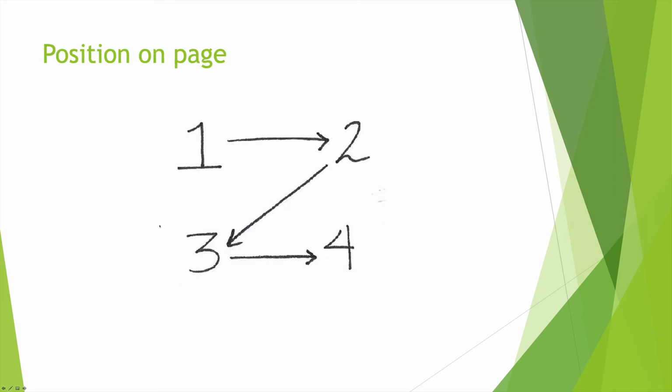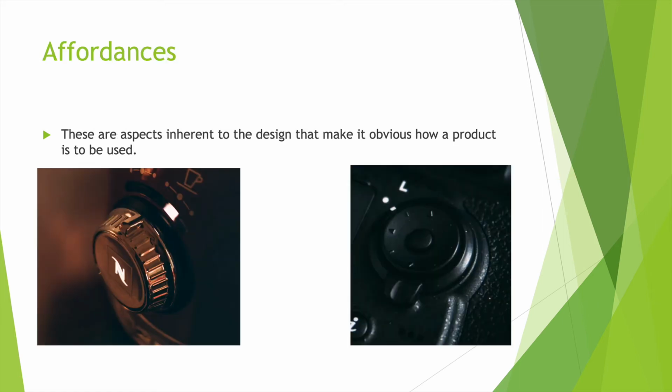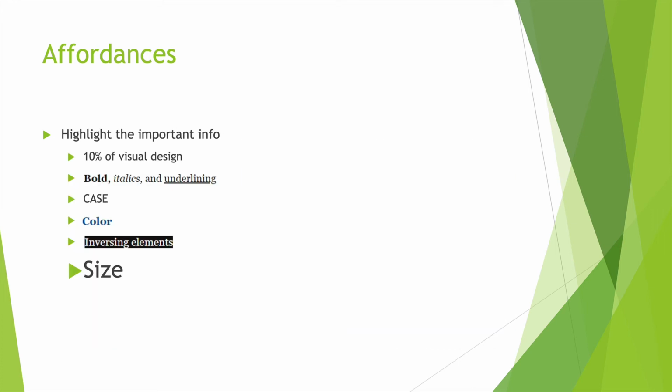Position on page 1, 2, 3, and 4. Know where to position it on the page, else there could be problems. Design, affordance, accessibility, acceptance. Acceptance is very important. These are aspects inherent to design that make it obvious that a product is going to be used. Highlight the important info. 10% visual design: bold, italics, underlining, case, color, inversing elements, size. Explain what you're trying to do.